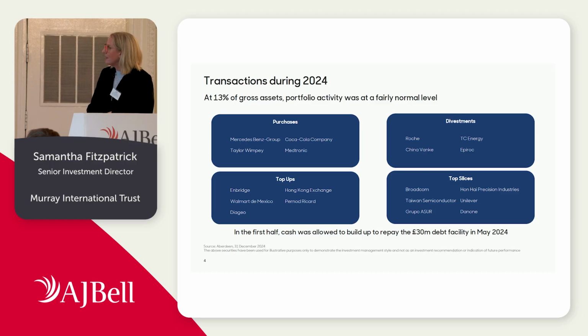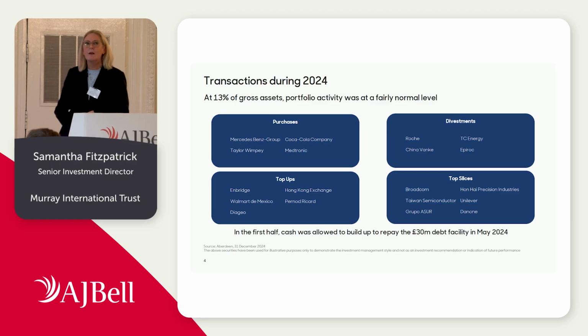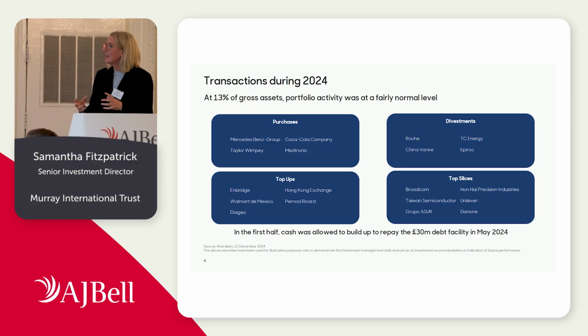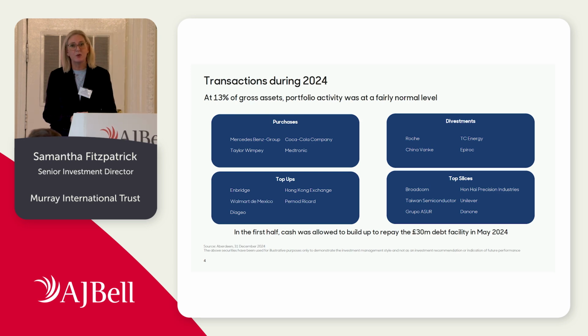And the other couple I mentioned there, Unilever and Danone, those were turnaround stories within staples that we still think have some legs in them, but they have done very well, these companies, in turning things around. So we recycled some of that capital into other names which have been weak.